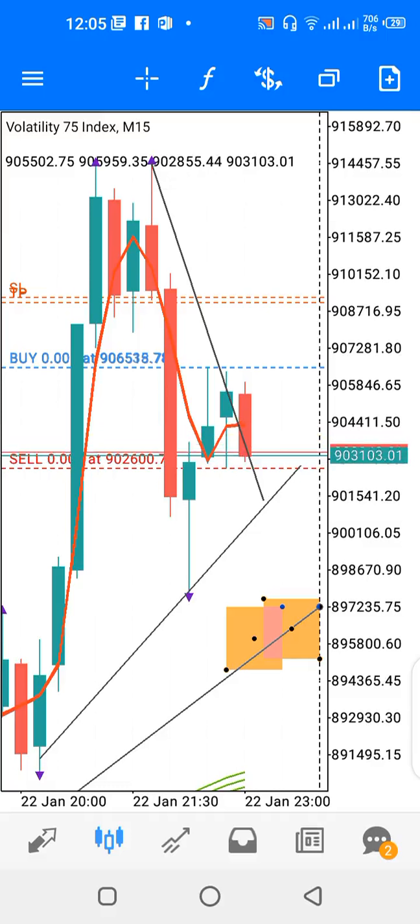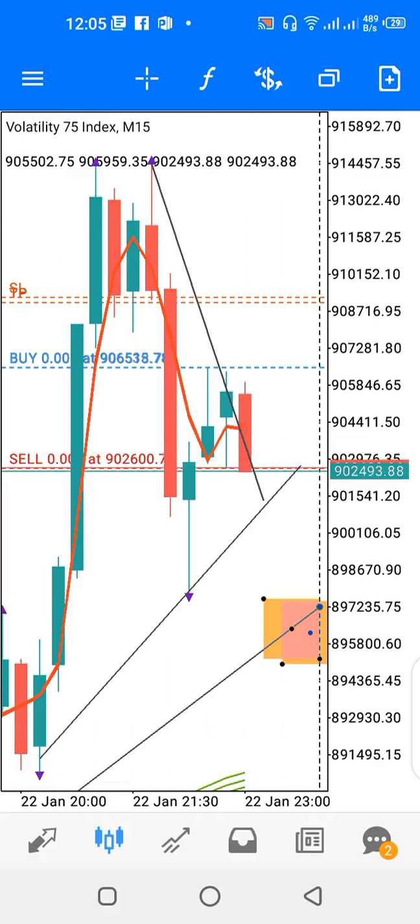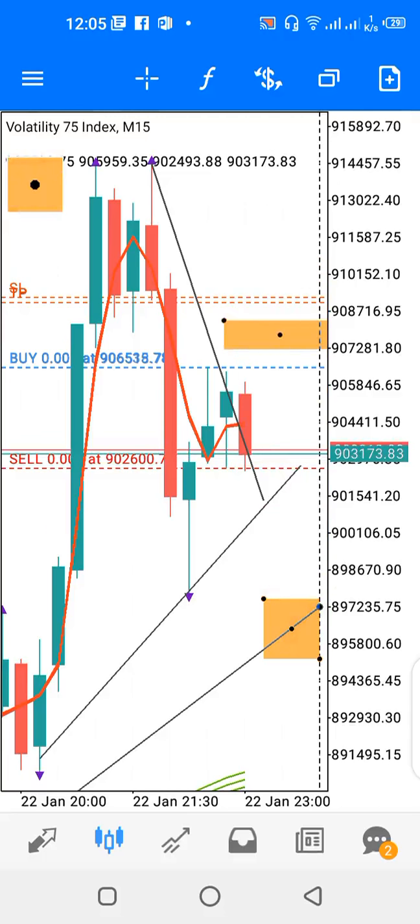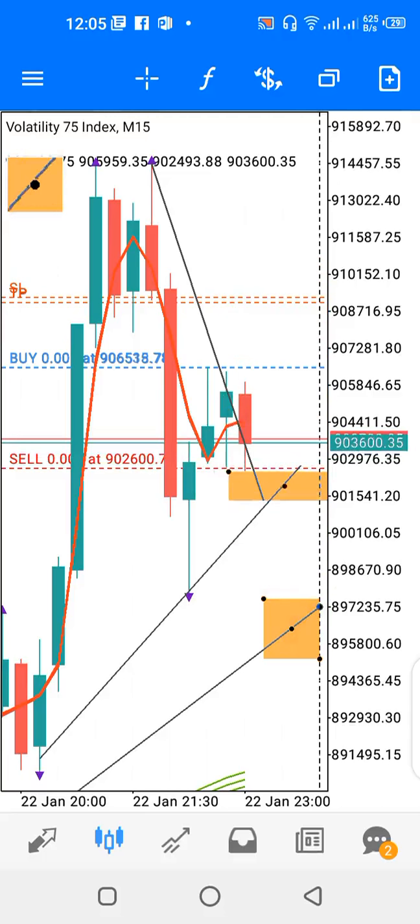Now price is heading lower, contrary to my expectation. Price is attempting to go lower, contrary to what I expect it to do. I expect price to go up, but price is attempting to go lower, as it is.